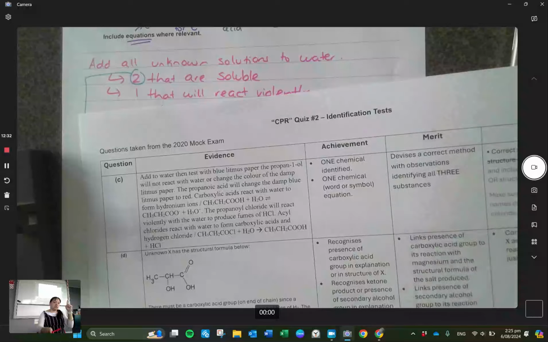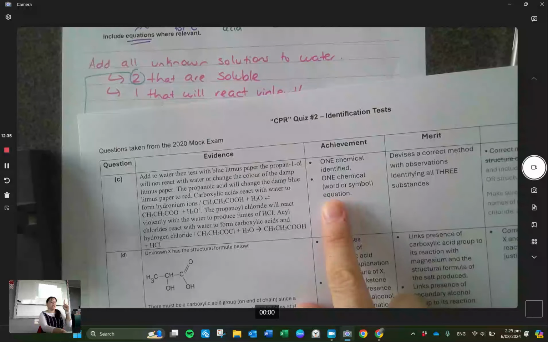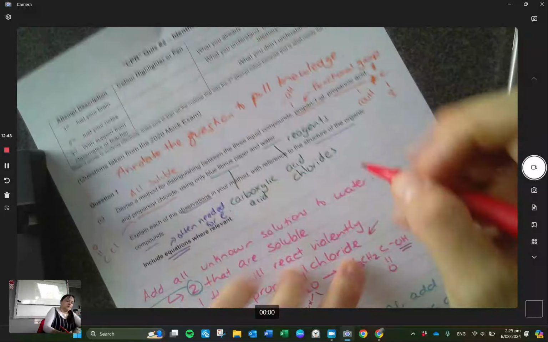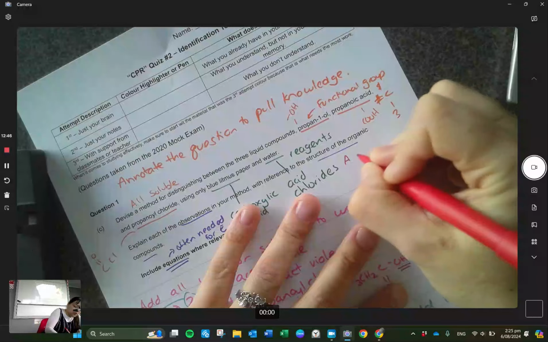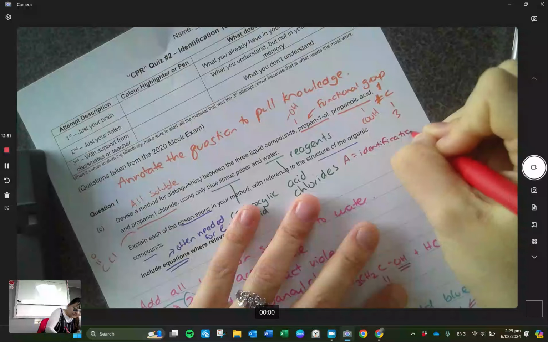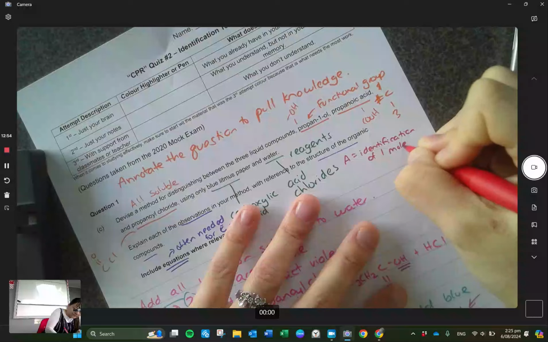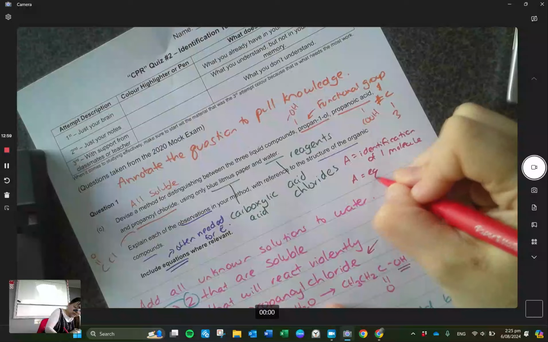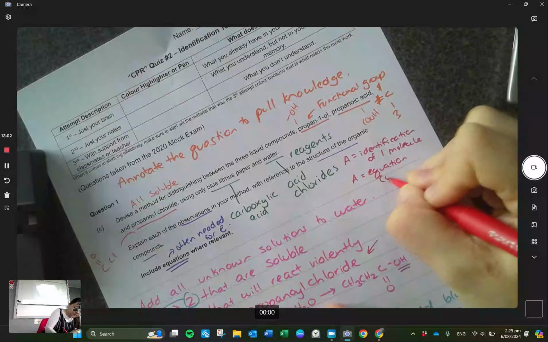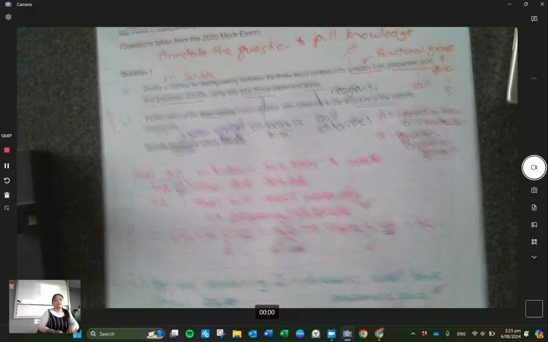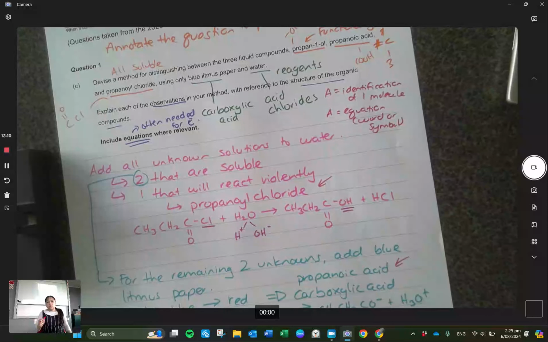The other way to get the achieved is one chemical equation, either word or symbol. So this equation or this equation. So there's an A point for identification, and there's also an A point for equation. And the equation could be word or symbol. The one I did was a symbol. What would it look like for word? Good question. Let me show you what it looks like.